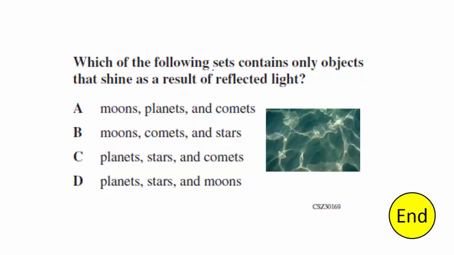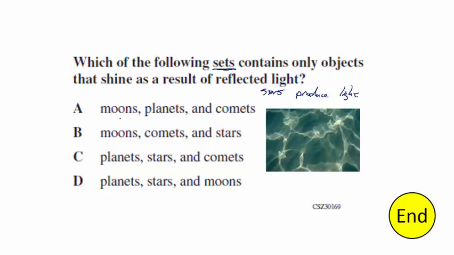Which of the following sets contains only objects that shine as a result of reflected light? This one, you might have a hard time interpreting what the question actually means, but think of it this way. If you think of heavenly bodies or things that are out in outer space, stars produce light because that's just what they do. That's the only thing they do. Produce heat, light, energy, whatever you want to call it. Everything else, you have to shine light on it to see it.